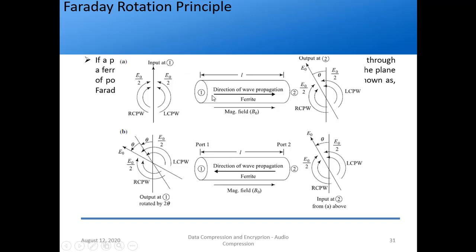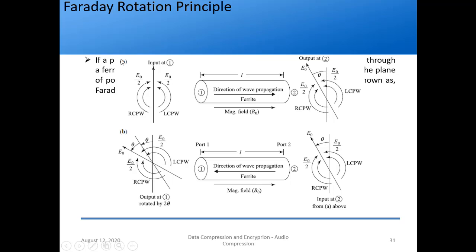So what is this statement? We'll see here. This is, I can say, a circular waveguide inside which a ferrite is placed. This is port 1, this is port 2, and the wave is obviously going from port 1 to port 2. This is the input at 1. The E field is exactly vertical. If I talk about LCPW, it is anti-clockwise like this, and RCPW is clockwise like this. Okay, so what happens is, an electromagnetic wave is always composed of left hand circular polarization and right hand circular polarization.